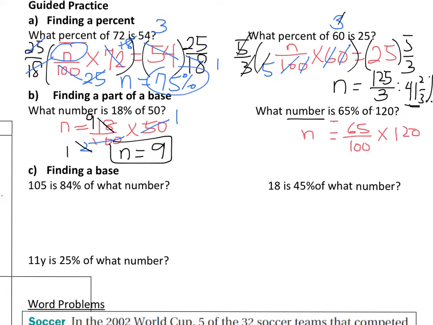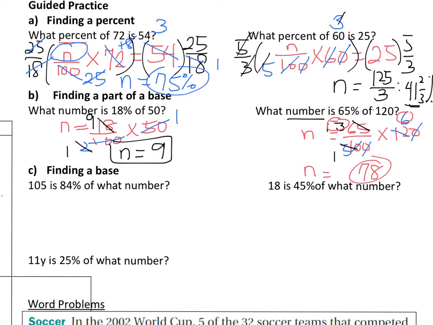And then we can simplify. Cross out one of the zeros. And then take 12 divided by 2 is 6. 10 divided by 2 is 5. And then we could do 5 divided by 5 is 1. 65 divided by 5 is, let's see, 13. And then we can multiply 13 with 6. So n equals 78.